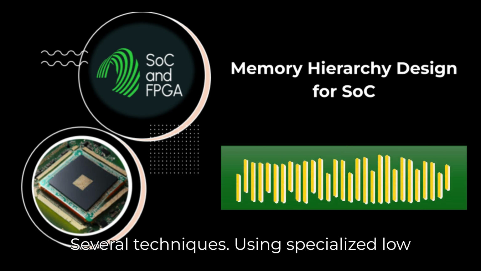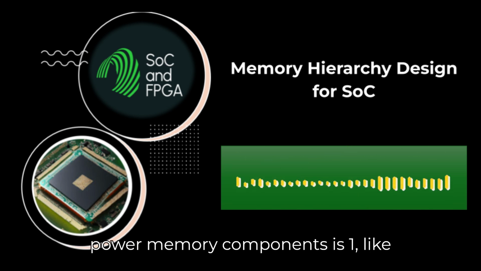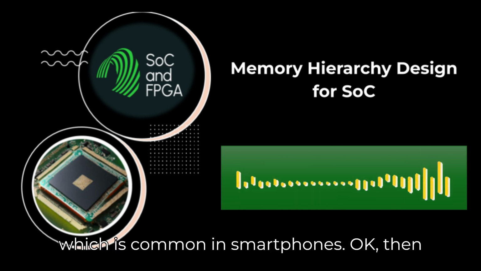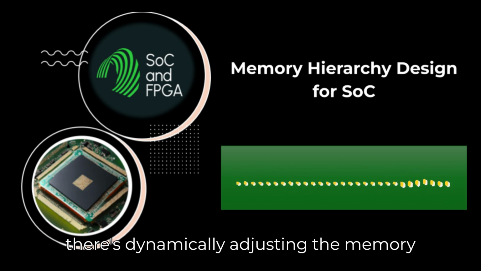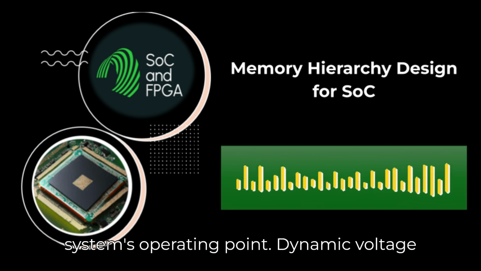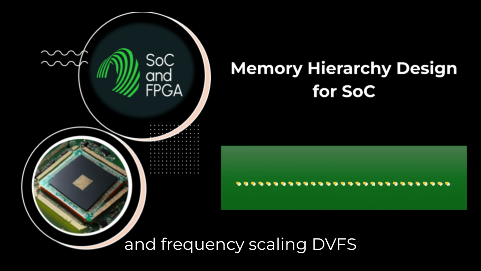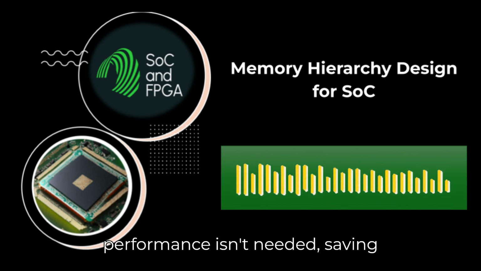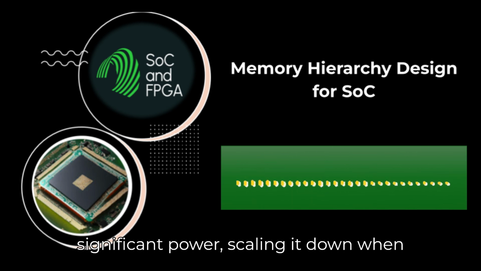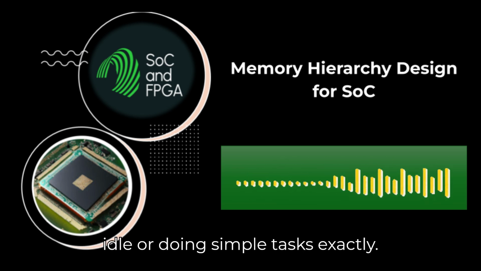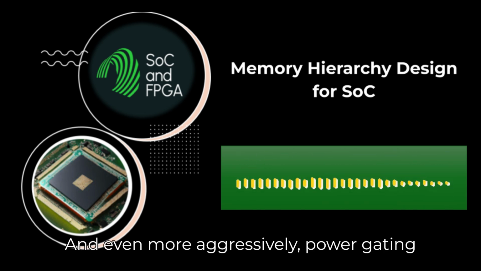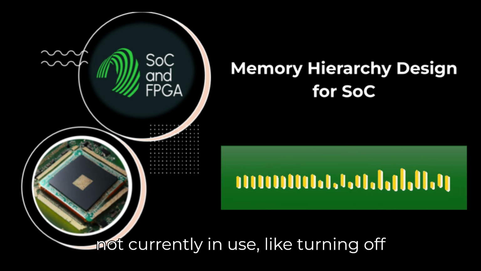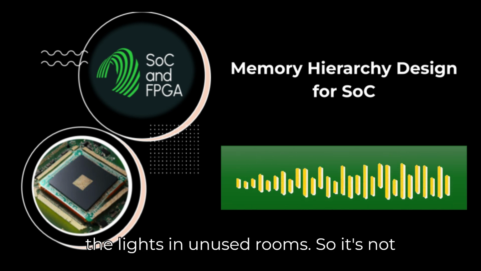Several techniques. Using specialized low-power memory components is one, like LPDDR RAM, low-power double data rate, which is common in smartphones. Then there's dynamically adjusting the memory system's operating point. Dynamic voltage and frequency scaling, DVFS, allows the system to lower the memory's voltage and clock speed when the full performance isn't needed, saving significant power. Scaling it down when idle or doing simple tasks. Exactly. And even more aggressively, power gating can completely shut off power to entire sections of the memory hierarchy that are not currently in use, like turning off the lights in unused rooms.